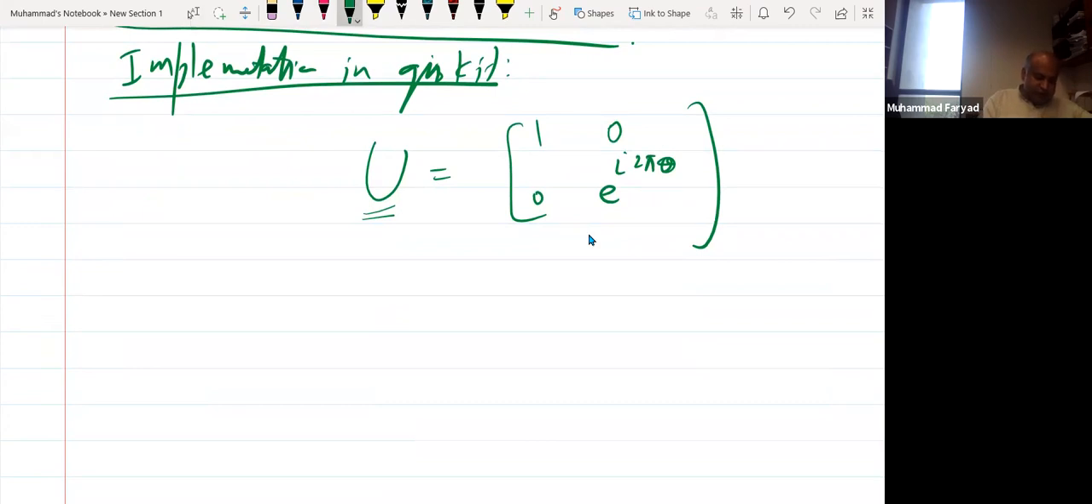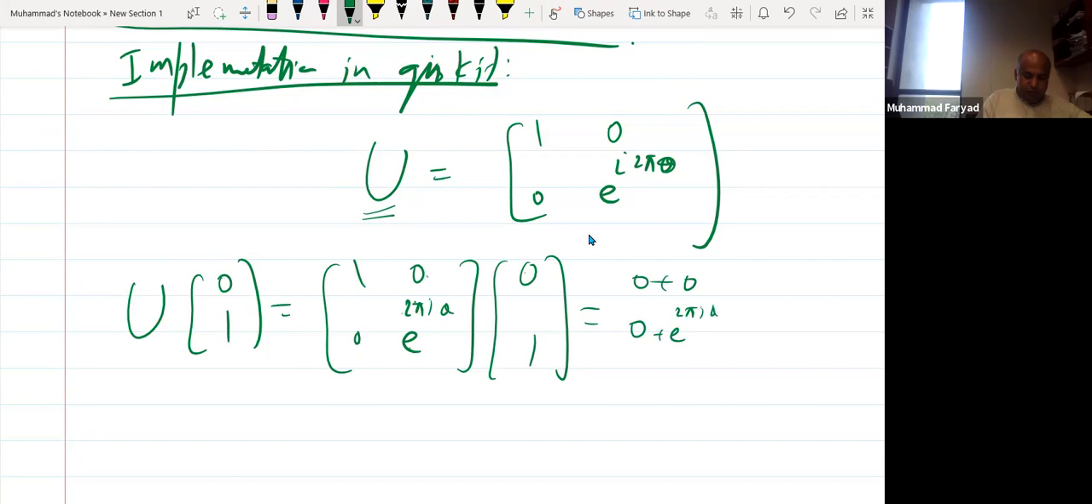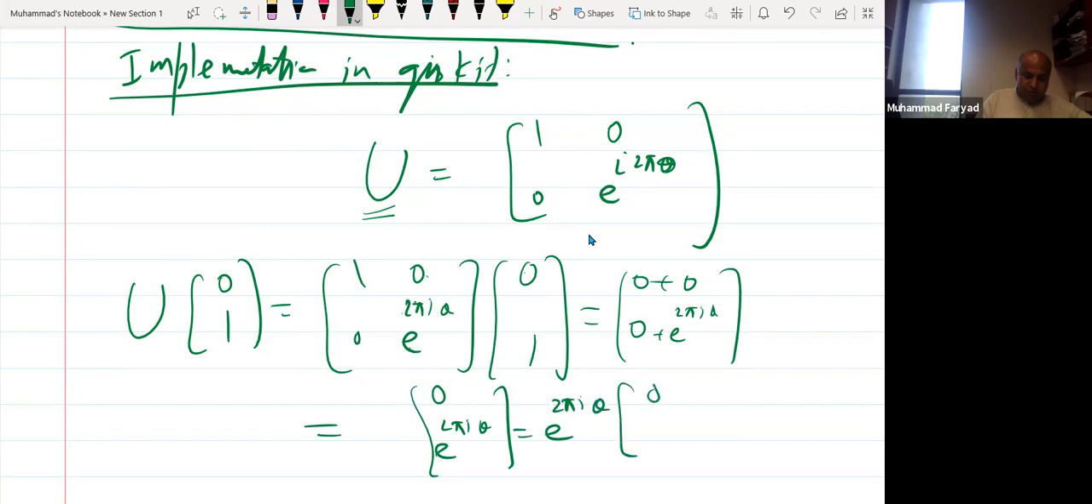So for that, you can check one thing: if I have a state |1⟩ and I apply the unitary operator to this, let's see what happens. Instead of actually finding the eigenvalue and the eigenvector, let me just check if the state that I'm giving you is one of those or not. So 1 into 0 is 0, 0 into 1 is 0, 0 into 0 is 0, and e^(2πiθ) into 1 is e^(2πiθ). So this is 0, e^(2πiθ). Let me take this thing common: e^(2πiθ) times (0, 1).